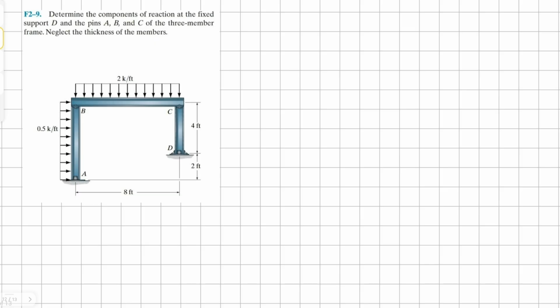Determine the components of reaction at fixed support D and the pins A, B, and C of the three-member frame. To solve this problem, let's do our free body diagram.